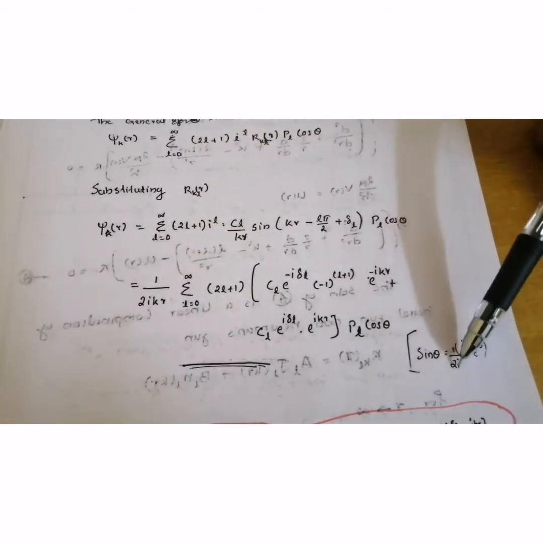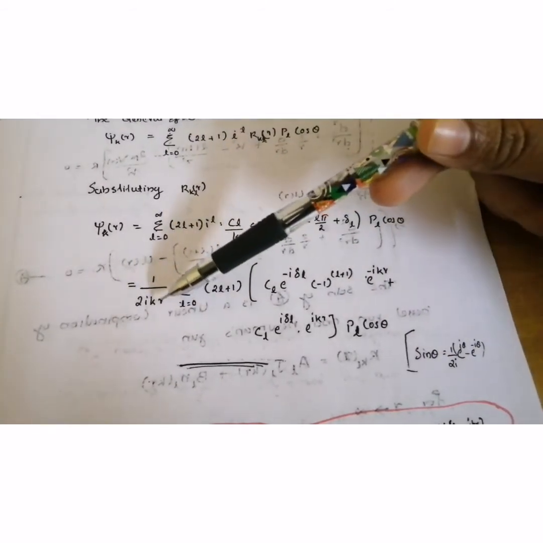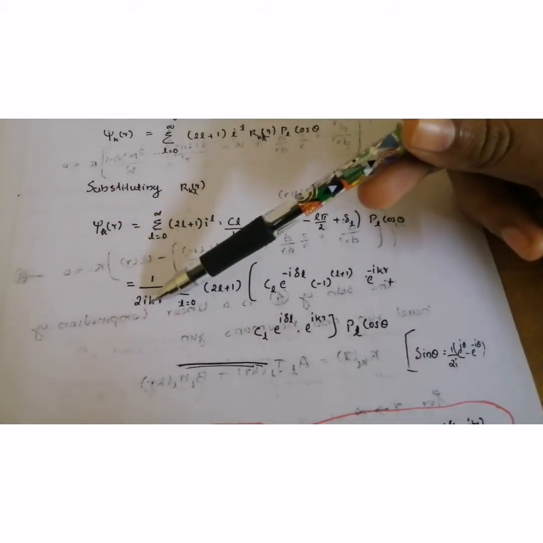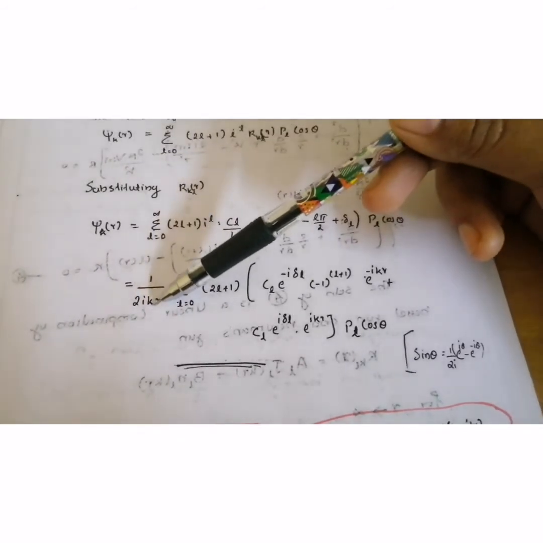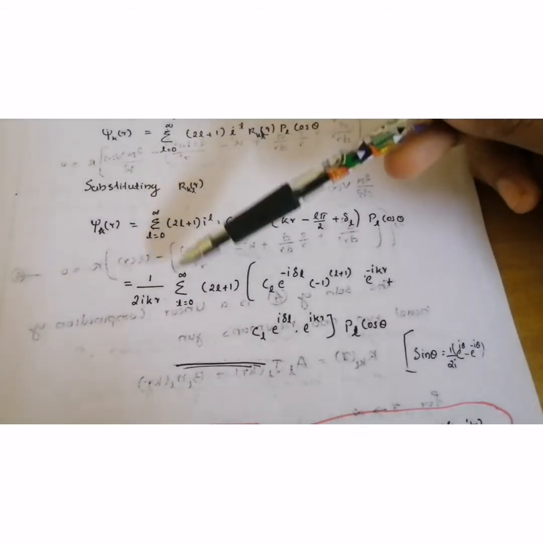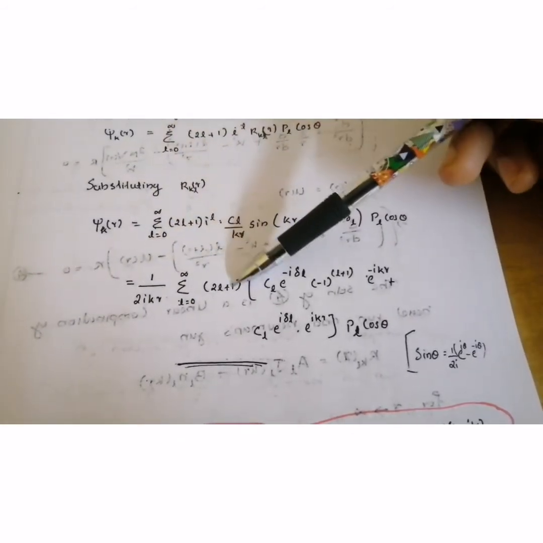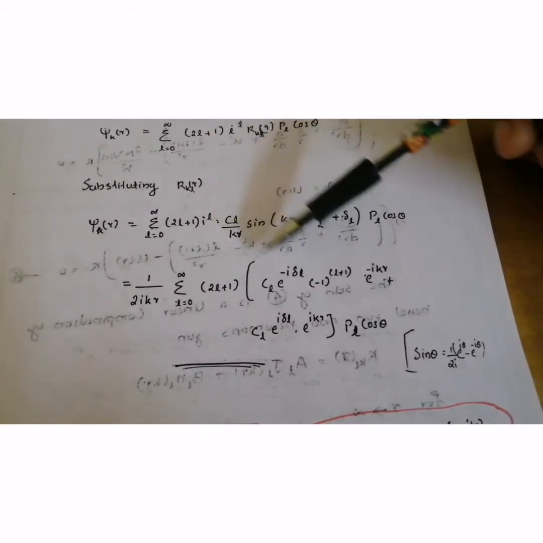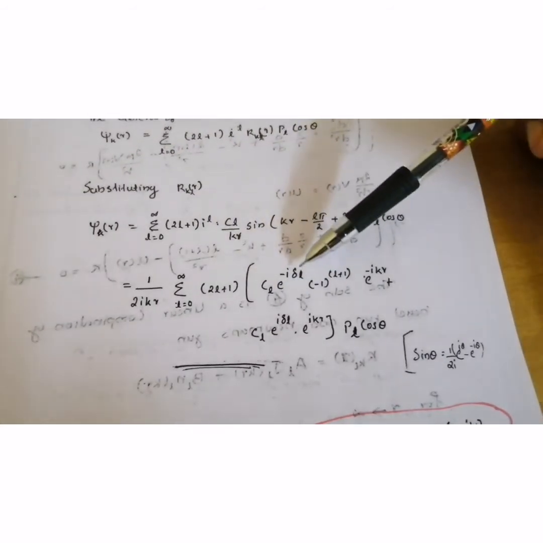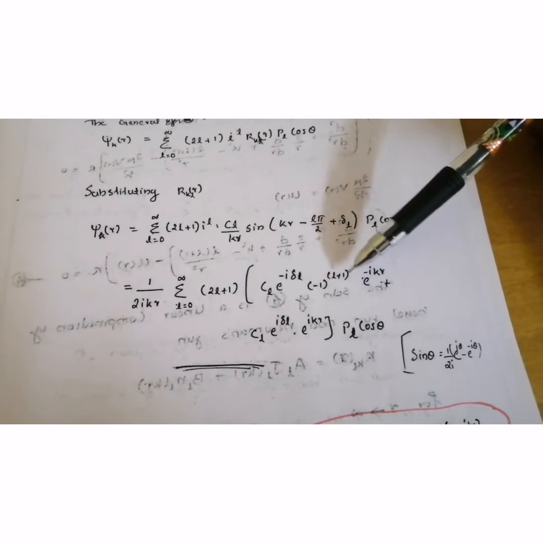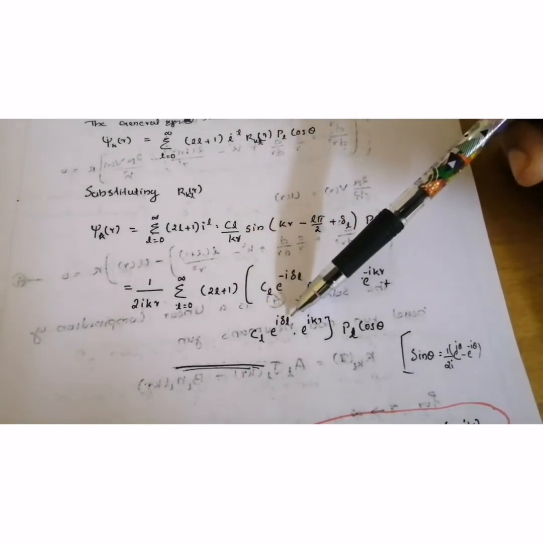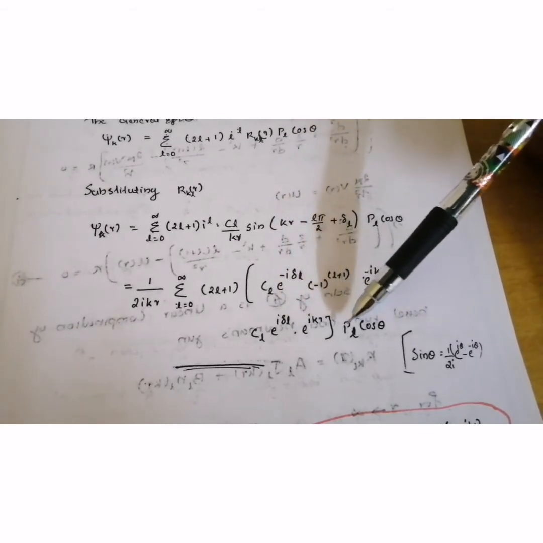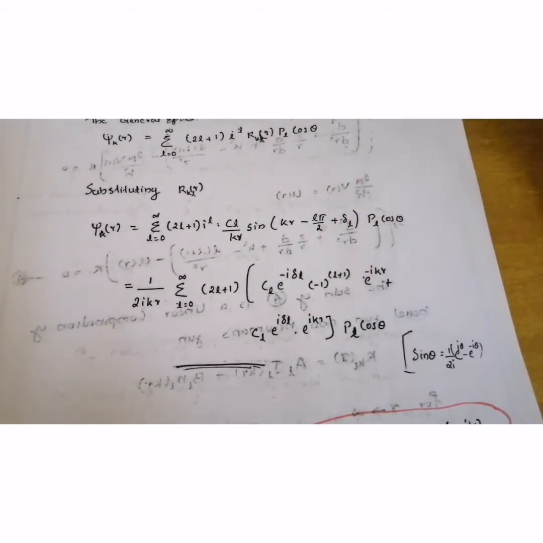The 1 by 2i can be written here, with 1 by kr taken common: 1 by 2i kr sigma l equal to 0 to infinity (2l plus 1) into C_l e raised to minus i delta_l times minus 1 whole raised to l plus 1 e raised to minus i kr plus C_l e raised to i delta_l e raised to i kr, into P_l(cos theta).